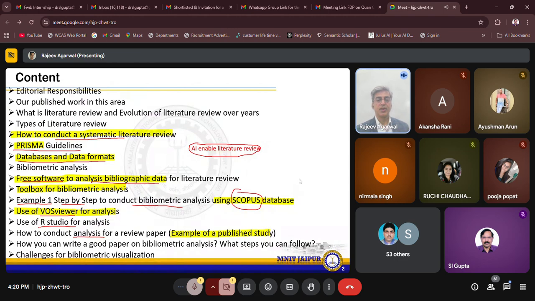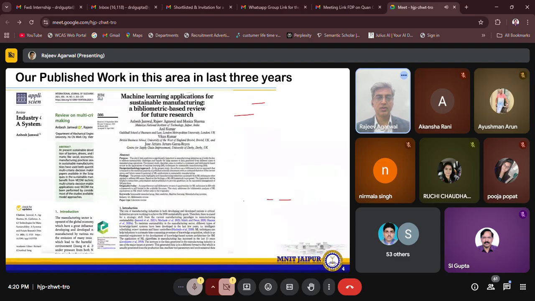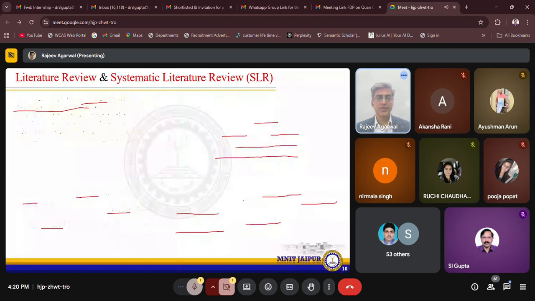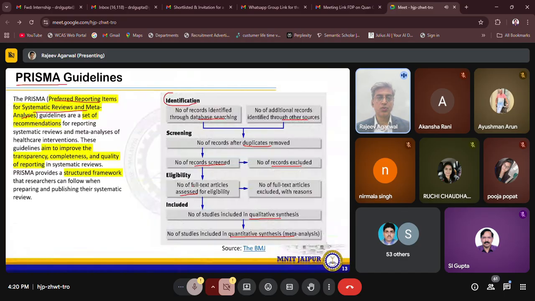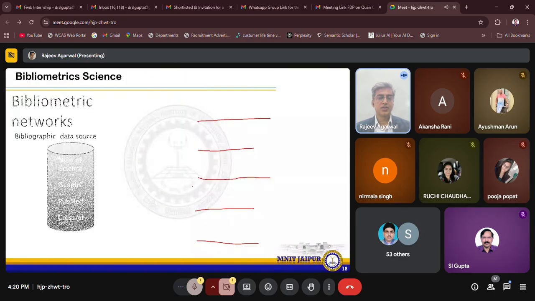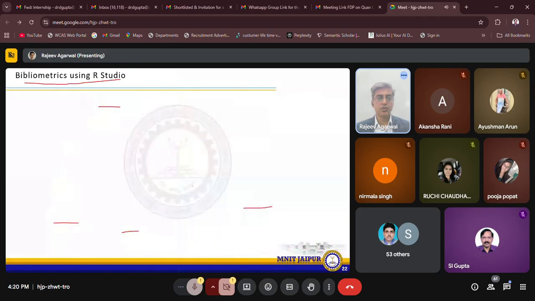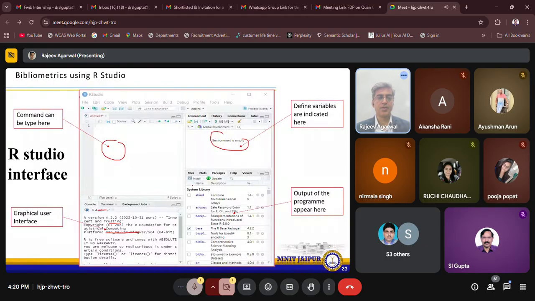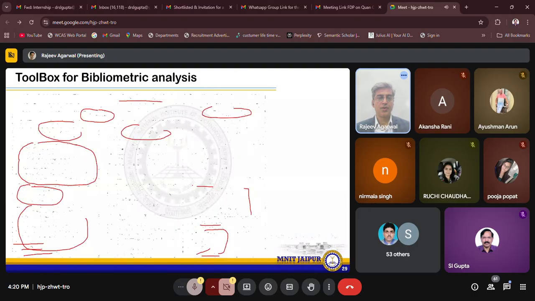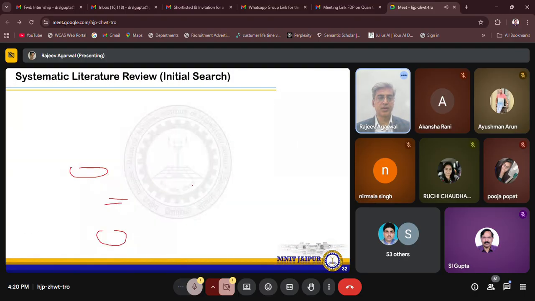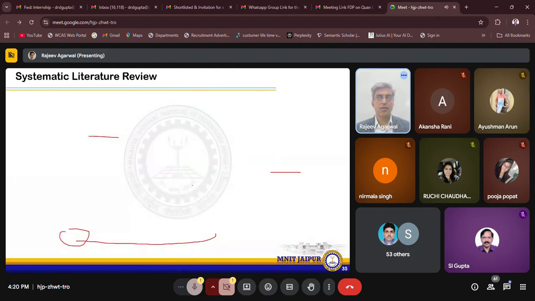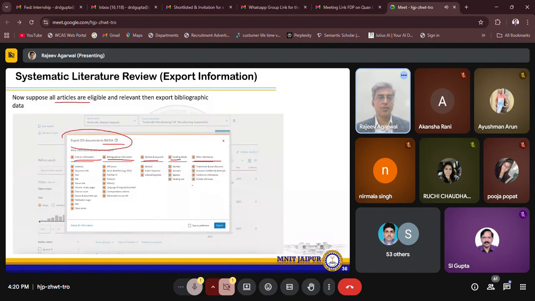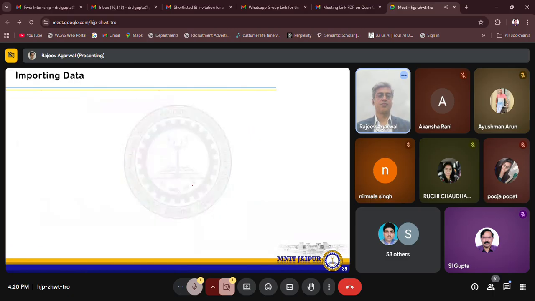So I can give you the hands-on. Just now I have given you hands-on. This is the VOSviewer. If you want to do it, just Google it. This is the first thing which you can do right now. That is the first thing. This is the VOSviewer we were doing.